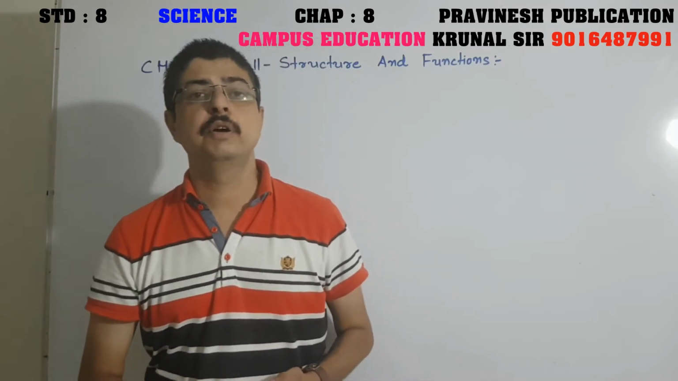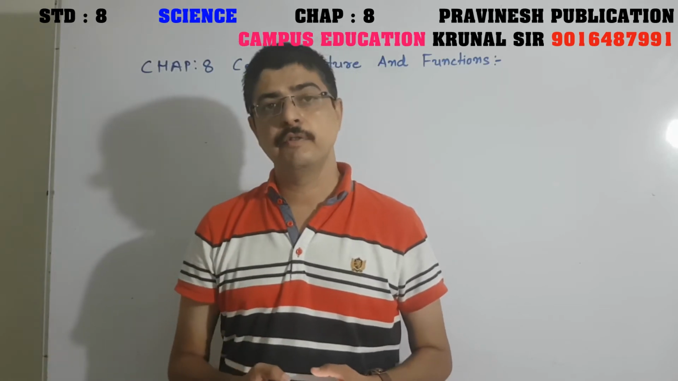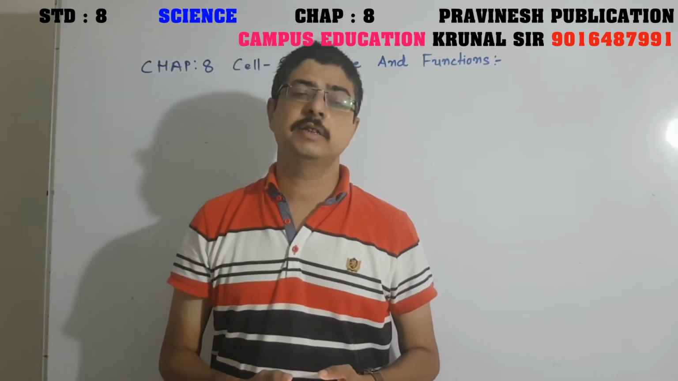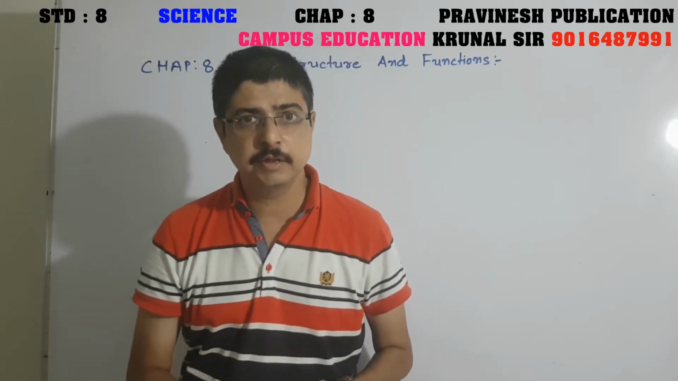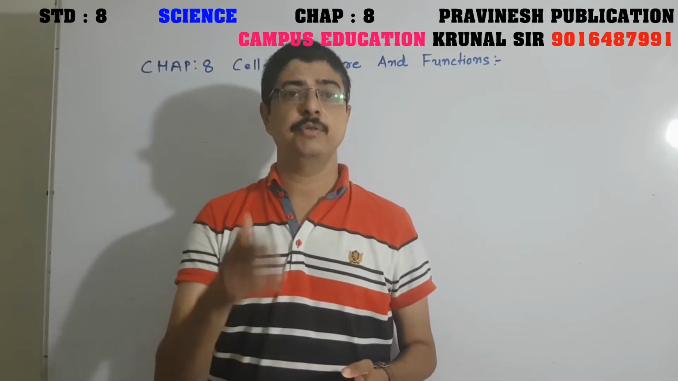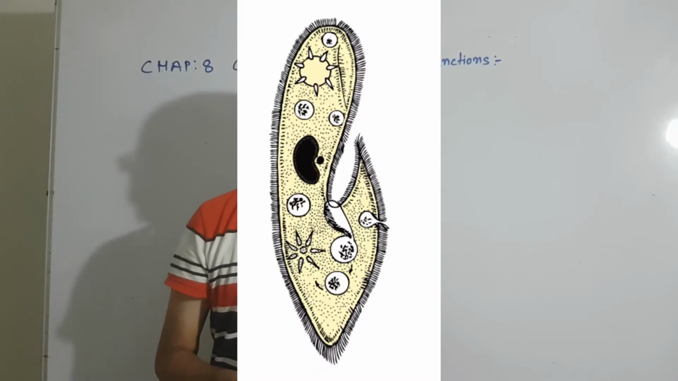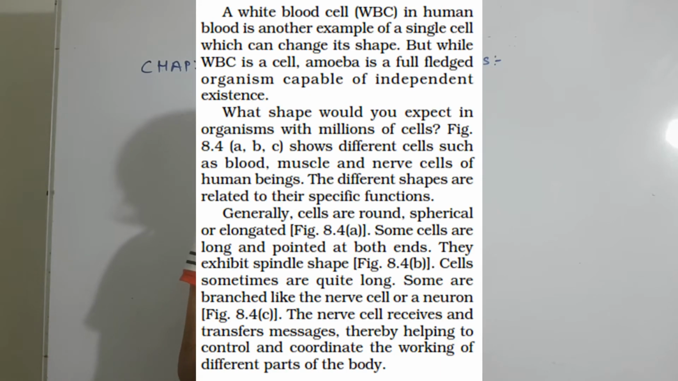Friends, here the word is pseudopodia. Pseudopodia are the false feet of amoeba. Amoeba takes in food with the help of the pseudopodia. Here we discuss the shape. Here the shape of the amoeba is irregular. It is a unicellular organism. On the other hand, another unicellular organism is paramecium, that you can see on your screen, which is also unicellular, but it has a perfect slipper-like shape. A white blood cell, WBC, in human blood is another example of a single cell which can change its shape. But while WBC is a cell, amoeba is a full-fledged organism capable of independent existence.